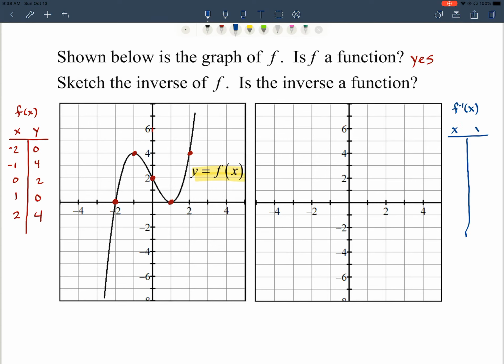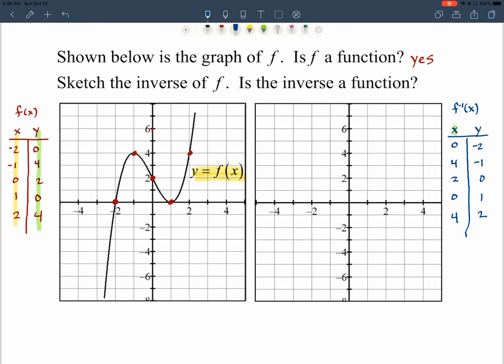And what we're going to do is take this column from the left side of our original function. Those are our x coordinates. If we're switching our x's and our y's, those are now going to become our y coordinates on our new graph. So you can just recopy those down. And then what were our y coordinates on our original graph will now become the x coordinates over here. So we're going to copy those points down, making sure you keep them aligned with the corresponding value that it was paired up with originally. So we had 0, 4, 2, 0, and 4.